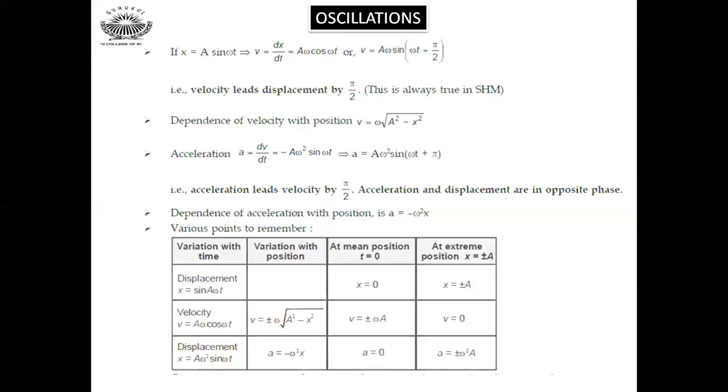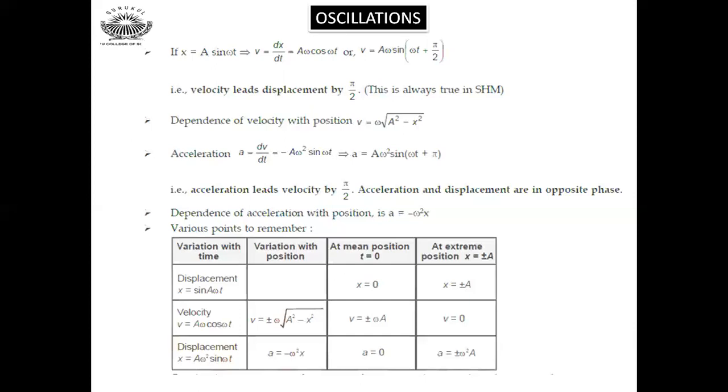Hence, to indicate this in our differential equation we have a negative sign. The negative sign shows that the acceleration and displacement are in opposite directions. Now the dependence of acceleration on position can be shown by the equation a equals minus omega square x. Here they have given you a tabular column where displacement is x, velocity is v, and acceleration is a. At different positions, you should first know the relation between them, and then at the extreme and mean positions, displacement is plus or minus a and 0.